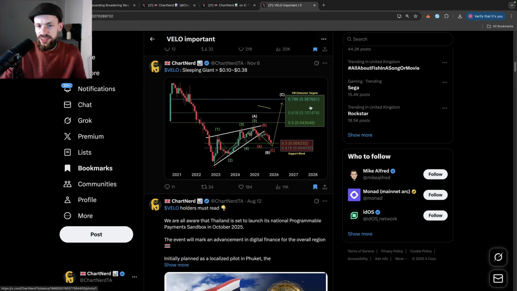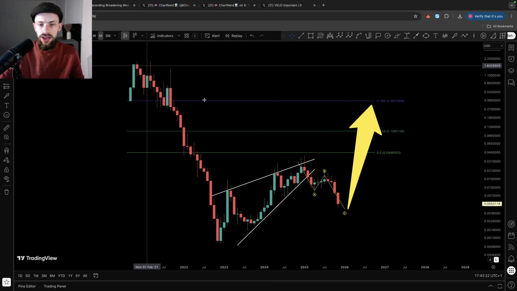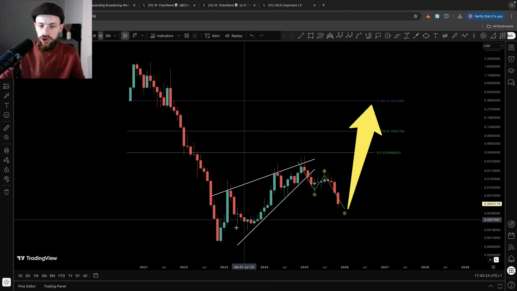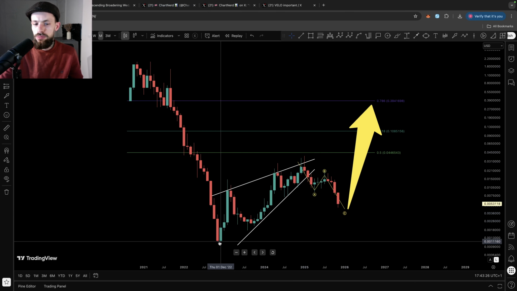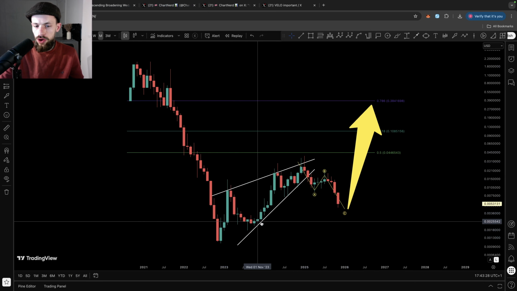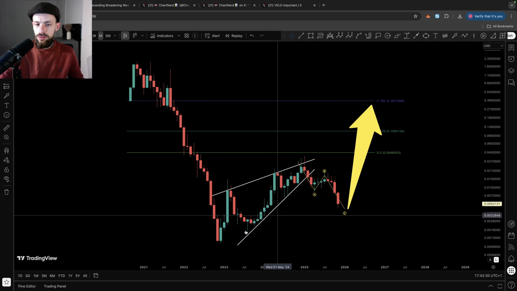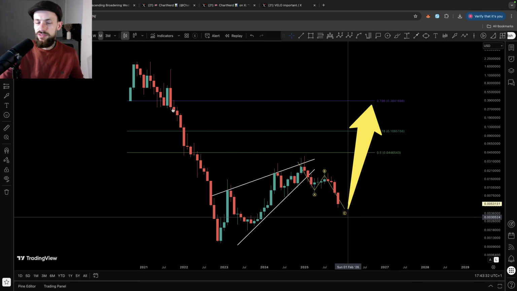Again, the 0.786 at 38 cents. So coming back to 0.004 in the ABC correction, and then getting a massive euphoric rally up towards the 0.618 at 10 cents and then 38 cents. So between there are still my targets, guys. Nothing has changed. Velo is still creating higher lows, in the sense of December 2022 and also October, November 2023. We're still forming a higher low structure above this territory.